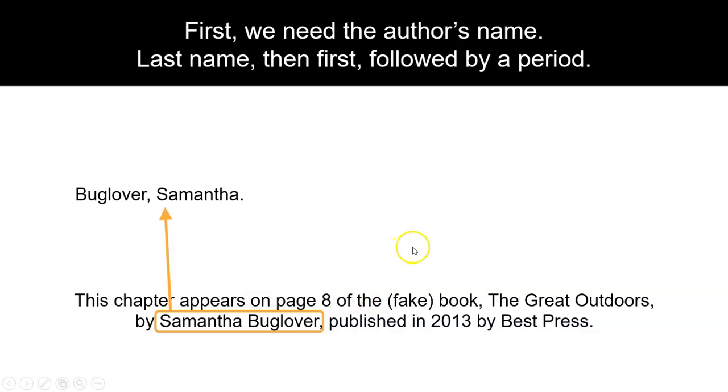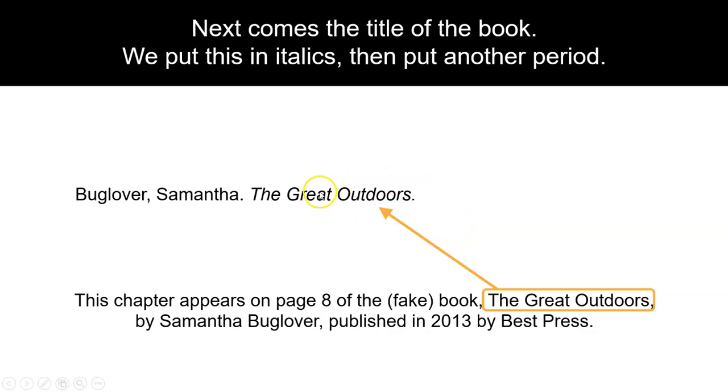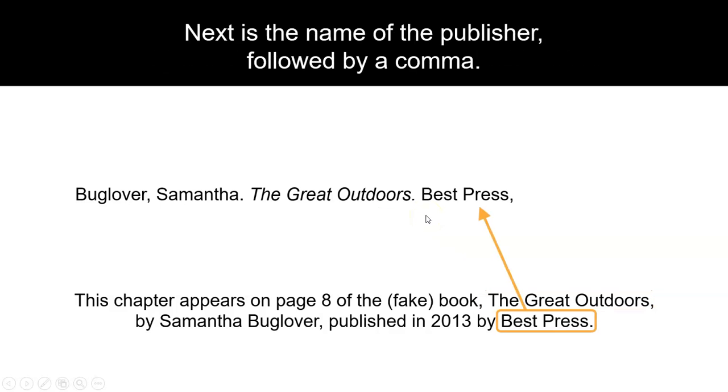This chapter appears on page 8 of this fake book, The Great Outdoors, and it is by Samantha Buglover, published in 2013. So there you go. There's the first part of our citation found right here. Okay, now we need to put in the title of the book. When we are putting in major works, or what we call containers, which I'll get to in a minute, we put those in italics and then another period. So because this is a book title, we're going to italicize it and put a period after.